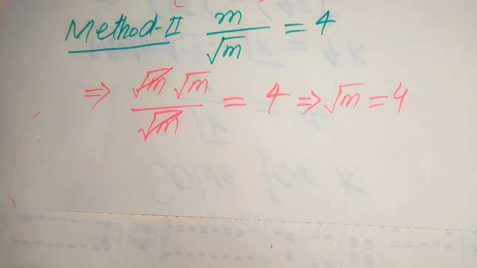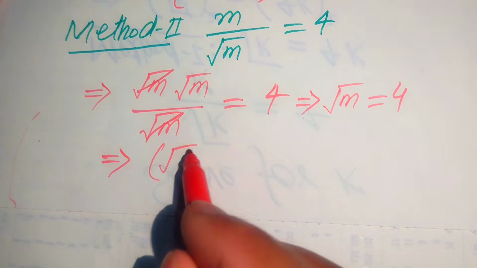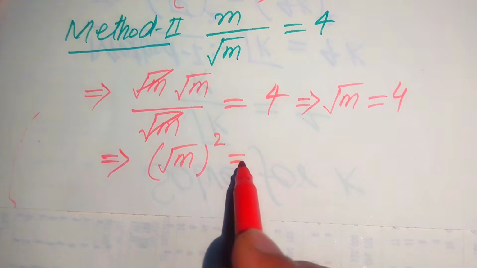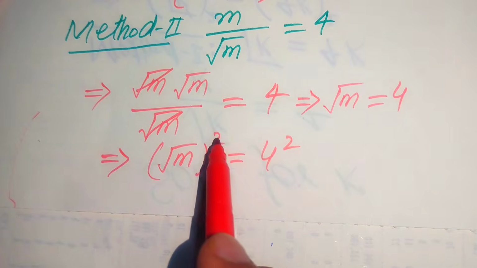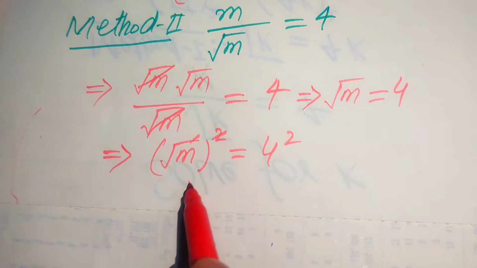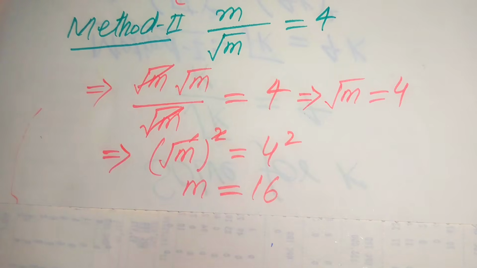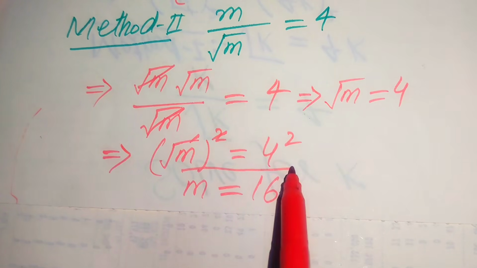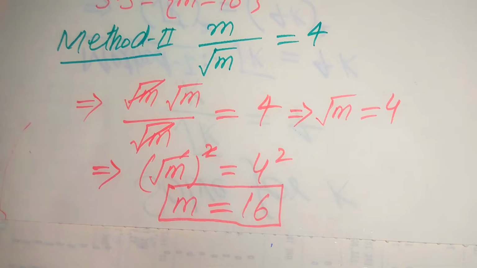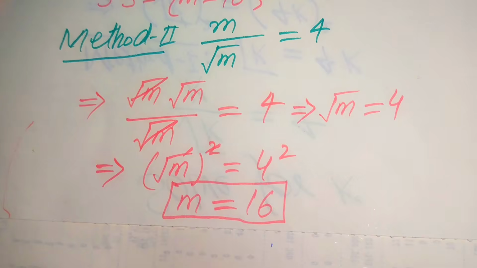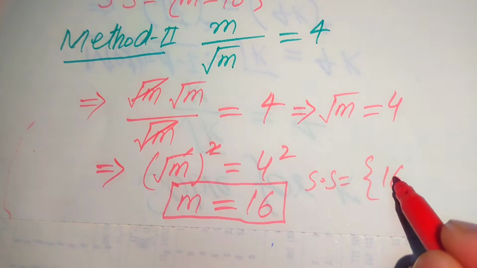Our target is to find the values of m, and for this we apply squaring on both sides, and it becomes square root of m whole square is equal to 4 square, and the square and square root are gone, and on the left hand side we get m is equal to 4 square, and 4 square becomes 16. So in the second method we quickly get the value of m is equal to 16, and in the first method we already verified that this value of m satisfies our given question statement. So we finally conclude that the solution set of this problem is 16.